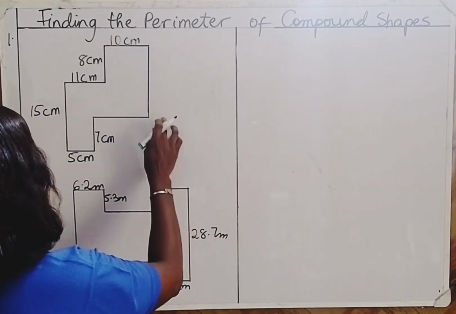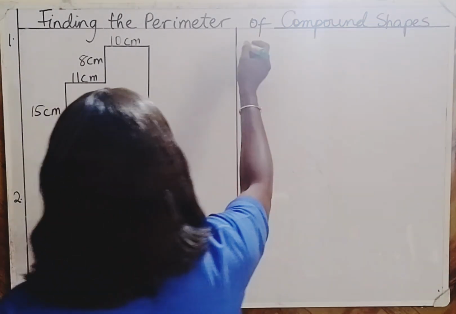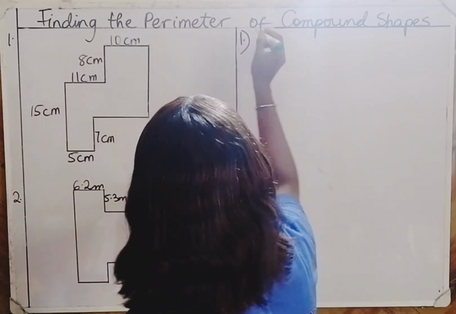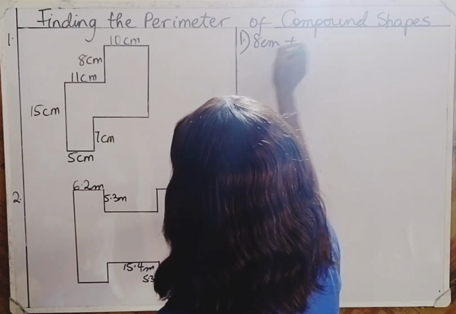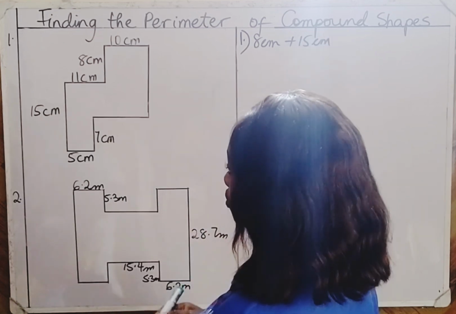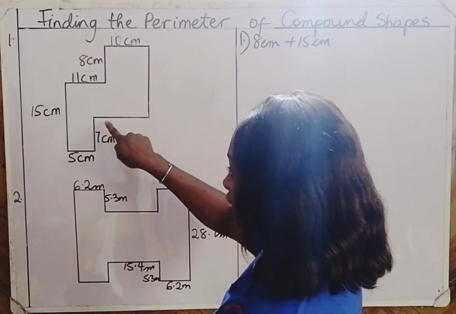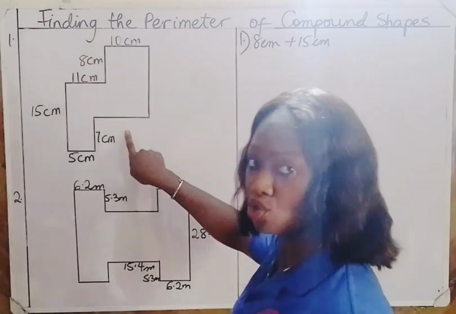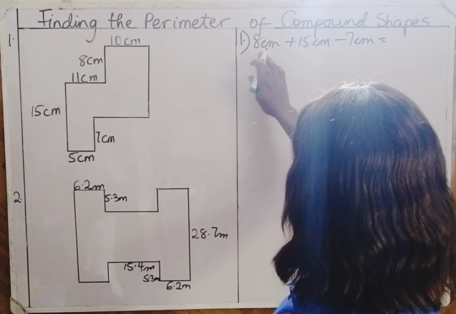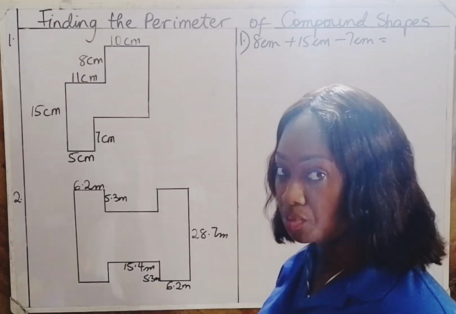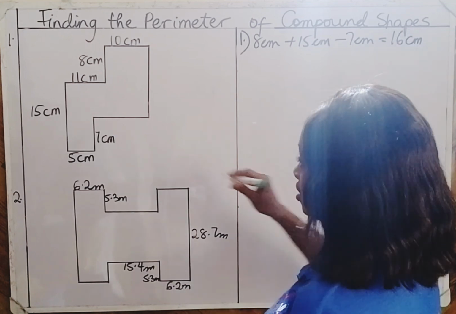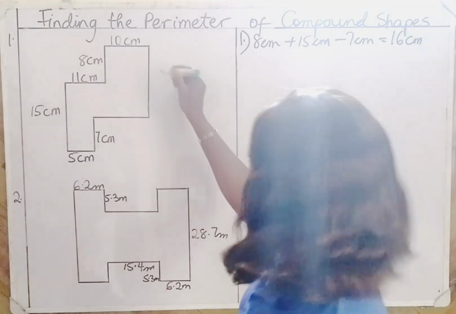So to get this side, first of all, solution number one. We're going to first of all add 8 centimeters plus 15 centimeters. Now we have an extra length here on the vertical side. So what do we do with this 7? We are going to subtract it from what we have. Now 8 plus 15, that's 23. 23 minus 7 centimeters gives us what? 16 centimeters. Now we've been able to figure out the length of this side, which is 16 centimeters.